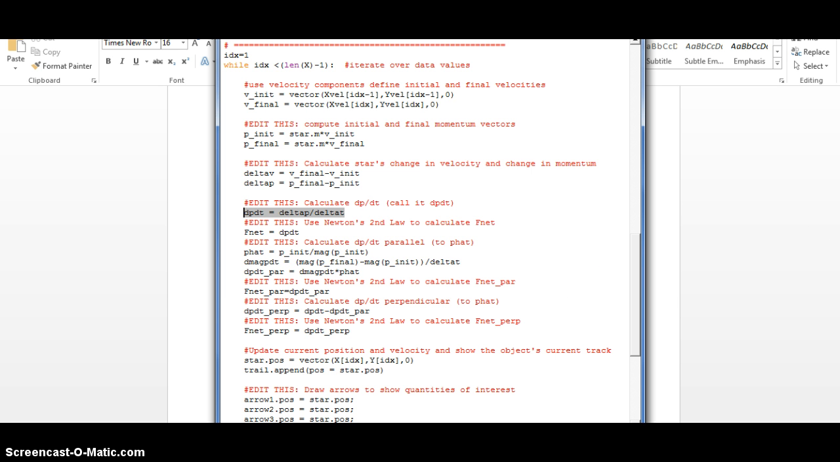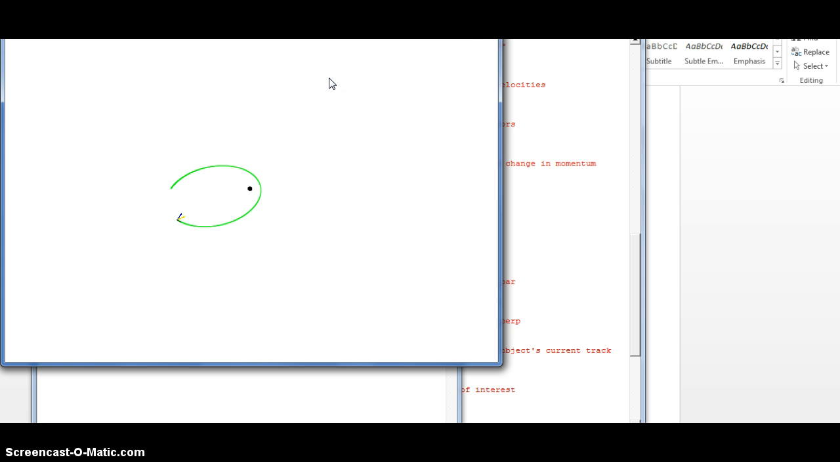Now, going to my code, if I run it, we can see here that the yellow arrow points towards the black hole, suggesting it represents F net. The blue arrow points perpendicular to the motion of the trajectory, suggesting it represents dp/dt perpendicular. And the black arrow points parallel to the direction of the motion, suggesting it represents dp/dt parallel.